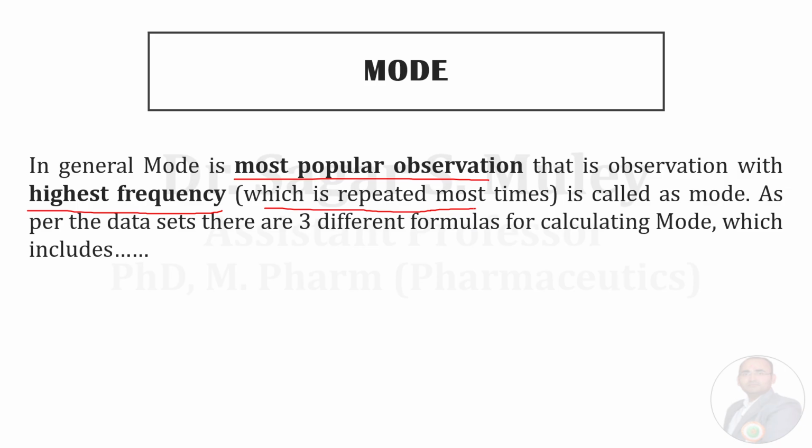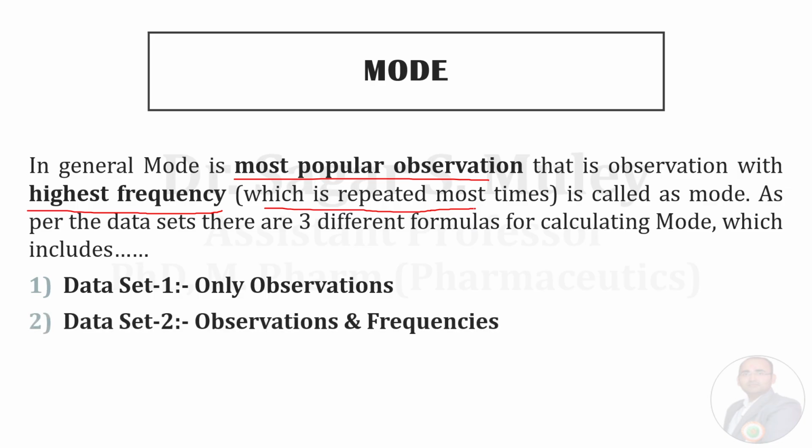Similar to previous tools like mean and median, in mode also we have to see these three types of problems, which are only observation types of problem, observation and frequencies types of problem, and classes and frequency types of problem. In short, we can say data set 1, data set 2, and data set 3. I will recommend to watch lecture number 1 to understand in detail about data sets.